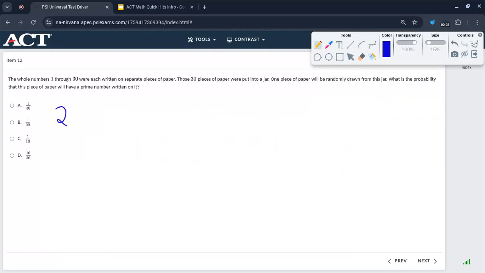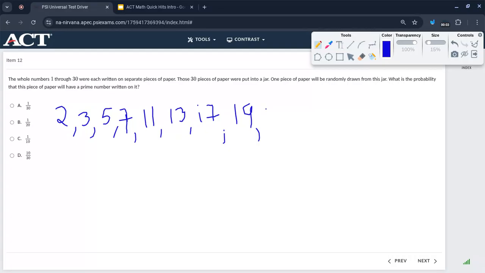So let's see, what do we have? 2, right? 2 times 1. 3, not 4, 5, not 6, but 7. It's an ugly 7. Not 8, 9, 10, 11, 13, 14, 15, 16, 17 is a prime number. Not 18, but 19 is. Not 20, not 21, not 22, but 23. Not 24, 25, 26, 27, 28, 29, and then not 30. Okay, so there's all of our prime numbers between 1 and 30.